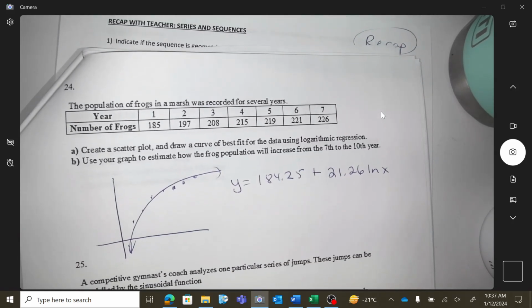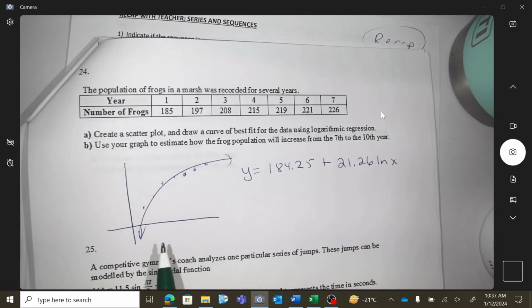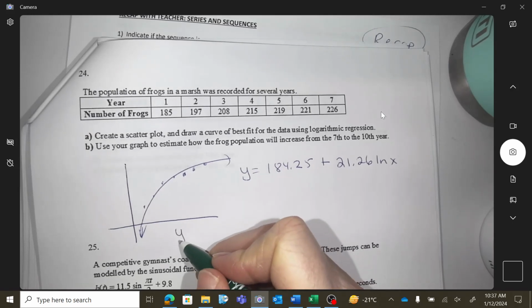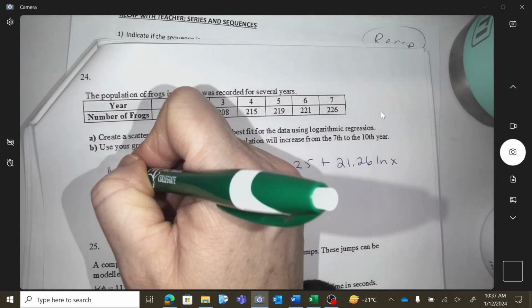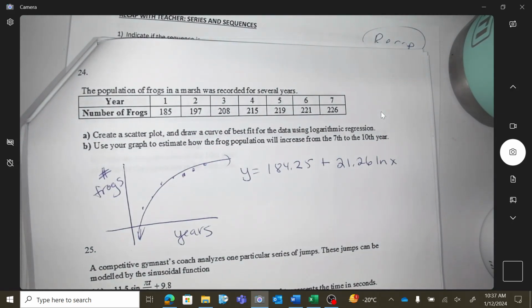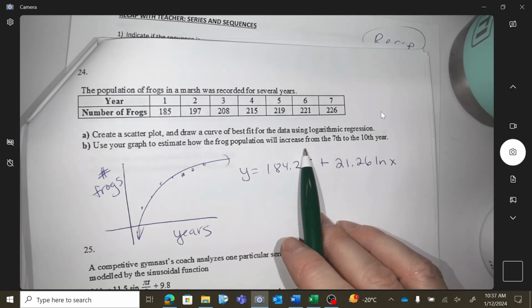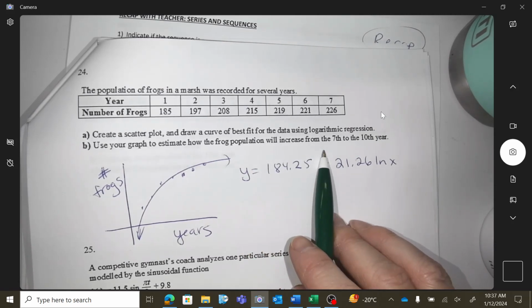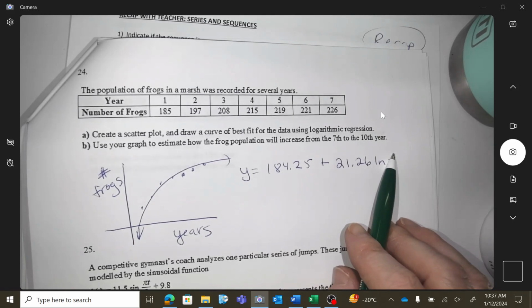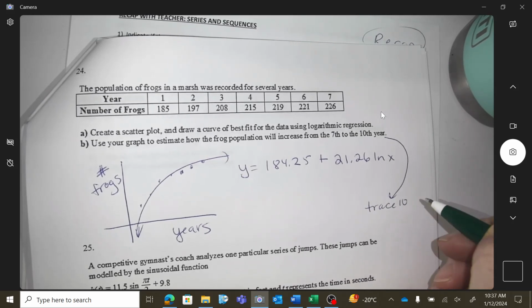So if you ever were to draw this, you would need your variables. So what do you want to put as your x variable? Years, and then number of frogs is the y. So estimate how the population will increase from the 7th year to the 10th year. So I'm going to need to do a trace 10 for that number.